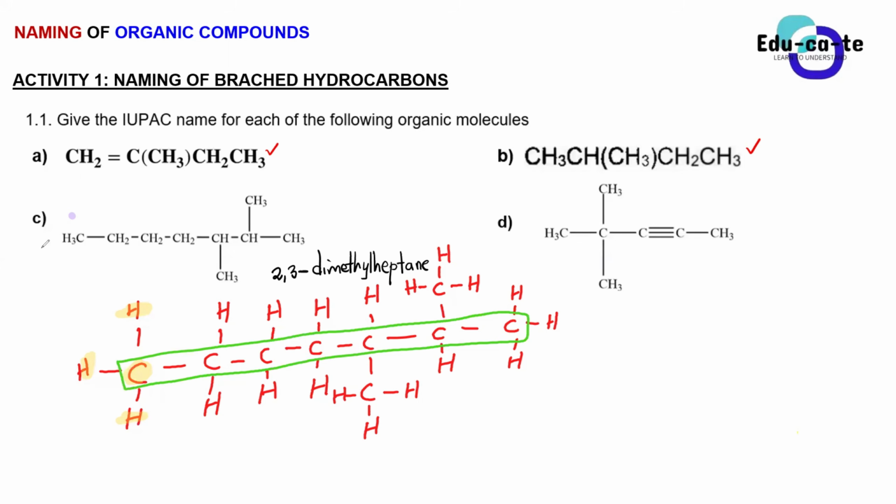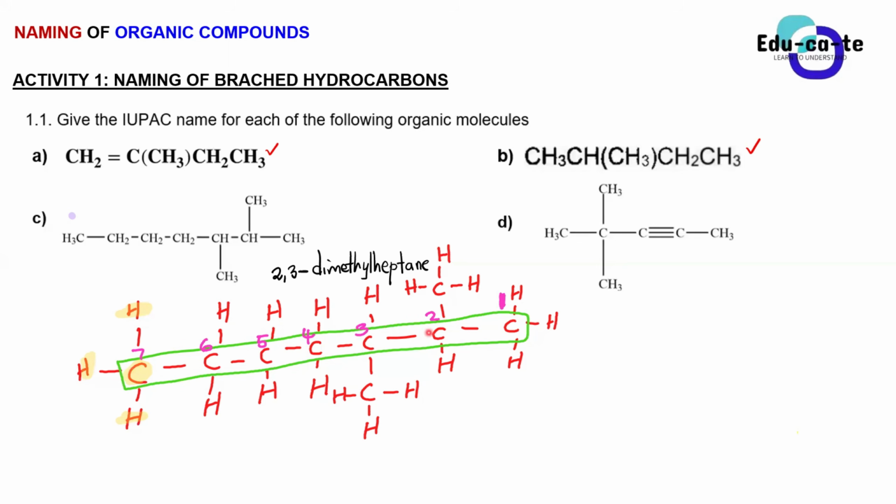So basically, this is your carbon 1. Carbon 1 is the first one here, the rightmost carbon. This is your carbon 2, this is your carbon 3, this is your carbon 4, carbon 5, carbon 6, and carbon 7. Why are you doing this? You want those carbons having substituents, such as carbon 2.